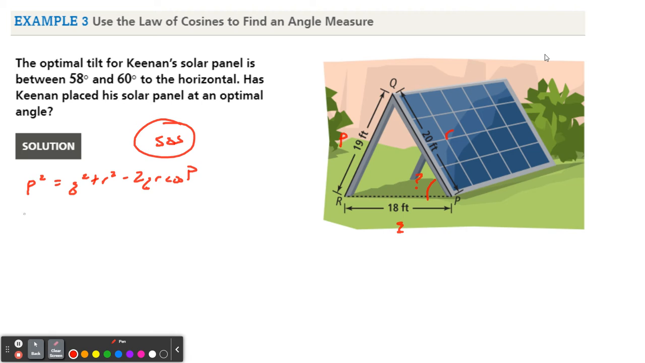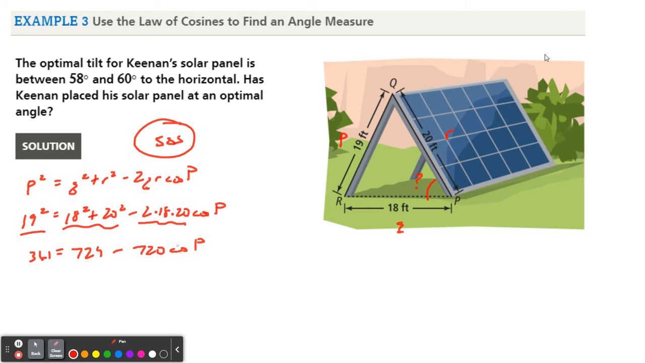I know that lowercase p is 19, so 19 squared equals q, 18 squared, plus r, 20 squared, minus 2 times 18 times 20 cosine of p. Do 19 squared, do 18 squared plus 20 squared, and then do negative 2 times 18 times 20. 19 squared is 361; I had to look it up. 18 squared and 20 squared are 324 and 400, that's 724. 2 times 18 is 36, times 20 is 720, cosine of p.